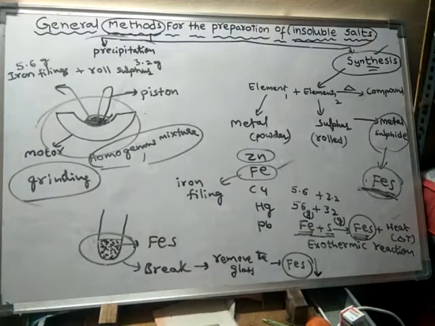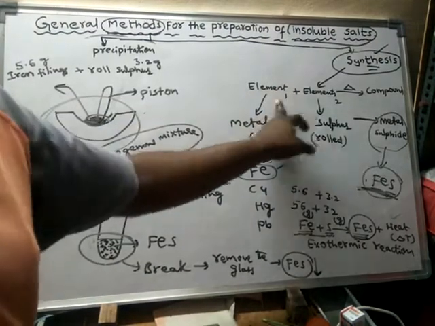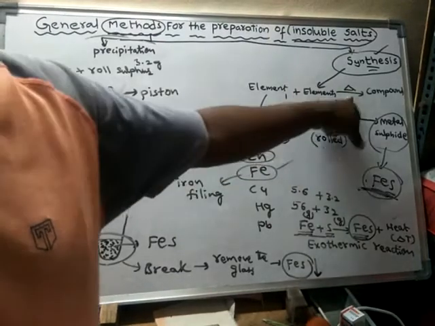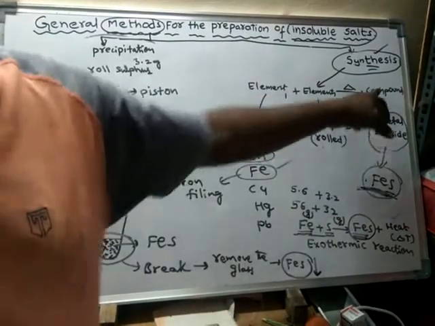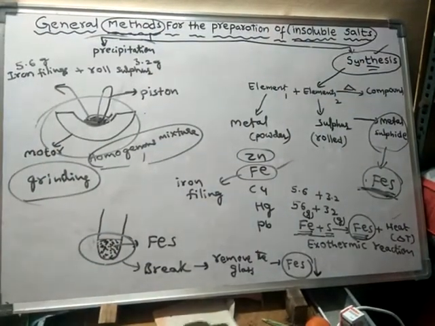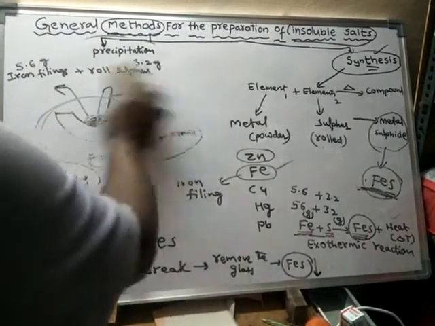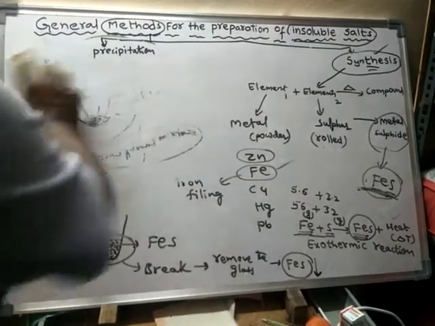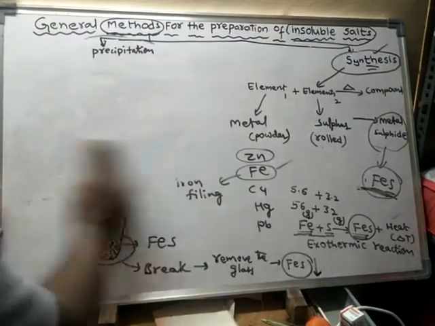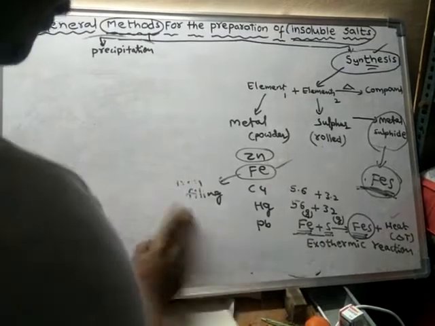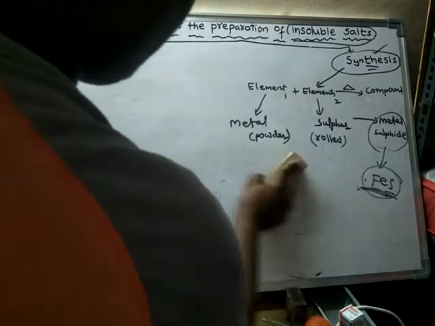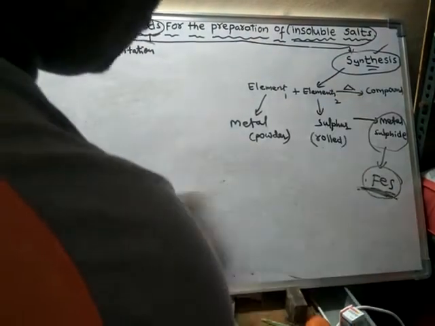This is the synthesis method. In the synthesis method we take elements and make them react with each other. When they are heated, they form a new compound, and the new compound is the insoluble salt. Not only iron sulfide, we may prepare several insoluble salts by this method. Let us discuss some examples for the preparation of insoluble salts by the synthesis method.